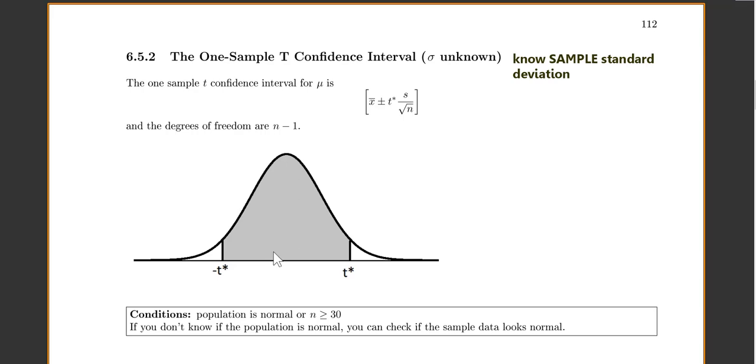Now, conditions to use this are that your population is normal or n is at least 30. If you don't know if the population is normal, you can just check to see if your sample data looks normal, because if your sample data looks normal, the original population was probably normal as well.